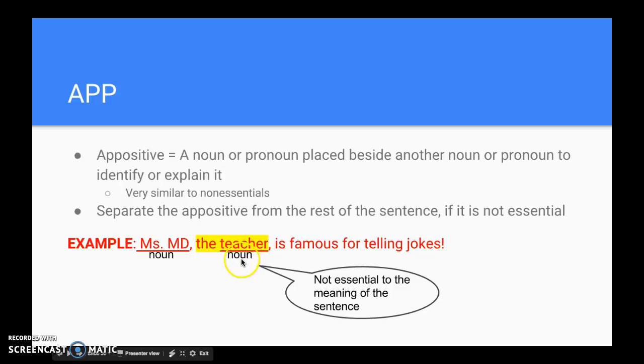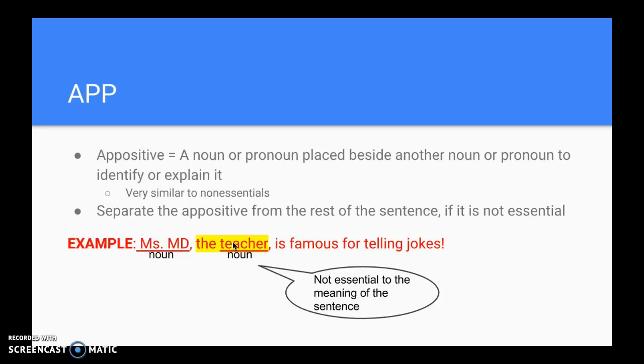Miss MD, the teacher, is famous for telling jokes. We're going to look at this sentence and first say this part, the teacher, let's just throw it out for a minute. Miss MD is famous for telling jokes. We all understand that sentence and the meaning behind it. Miss MD, the teacher, is famous for telling jokes. Is this part essential to the rest of the sentence? It's really not. It doesn't change the meaning of the sentence, and it doesn't help to emphasize the meaning of the sentence in any way.